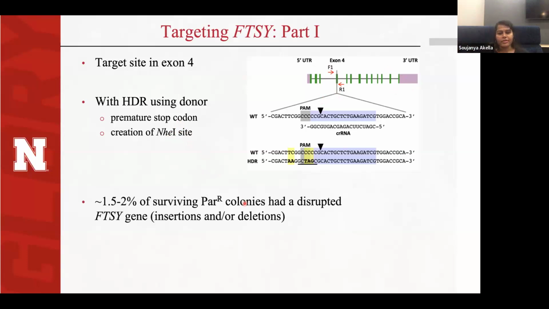So when we did this, we found that about 1.5 to 2% of surviving colonies, which are of course resistant to promomycin, had a disrupted gene, which means there were insertions or deletions.